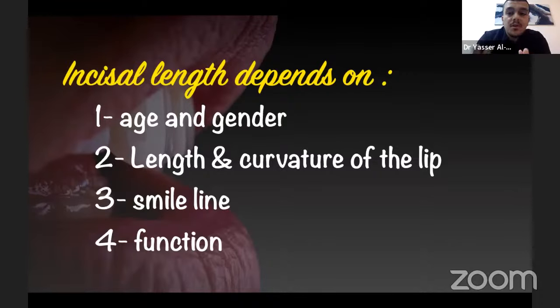But incisal length depends on many factors: age and gender. A younger patient shows more than an older patient, because when the patient becomes older, there may be attrition in the teeth, resulting in decreased tooth length, so there is no incisal edge showing at the rest position. And for gender, females show more than males at rest position.